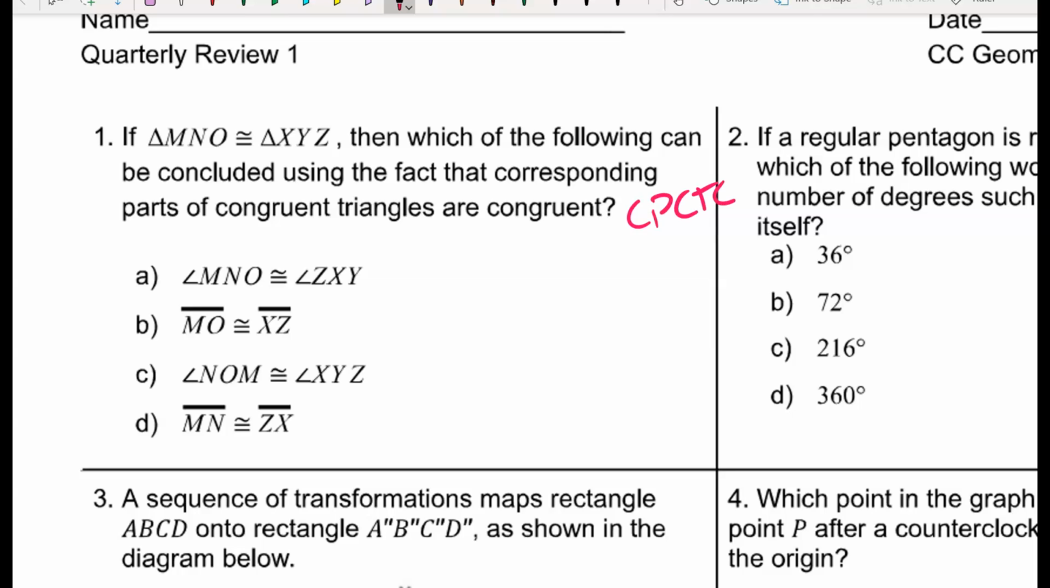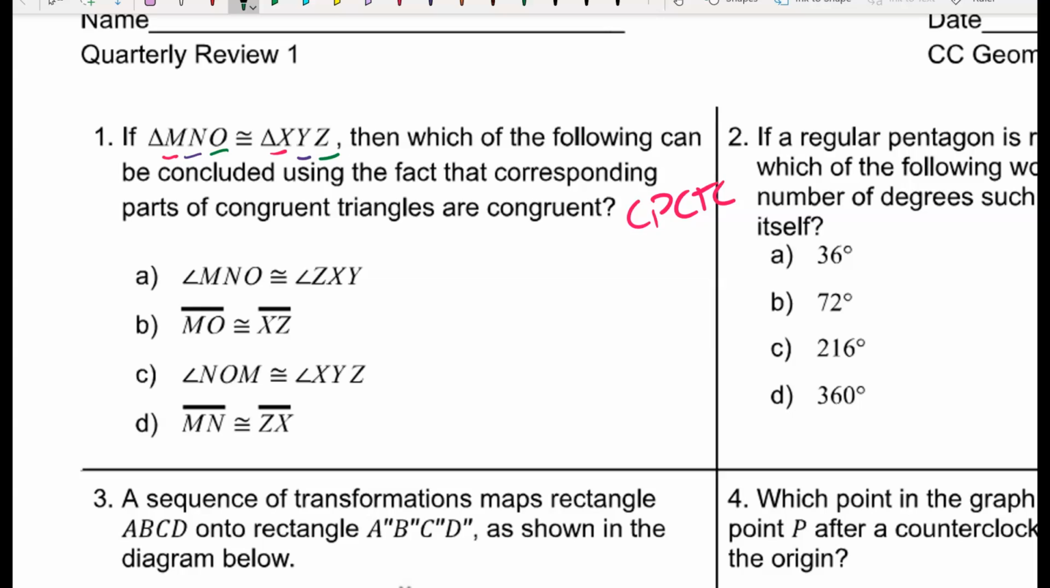So part of this is recognizing that the order of the letters matters when you're looking at a congruent statement for triangles. So that's saying that angle O should match up with angle Z, and side MN should match up with side XY because those are the two letters that come first, so things like that. So let's go through some of these examples.